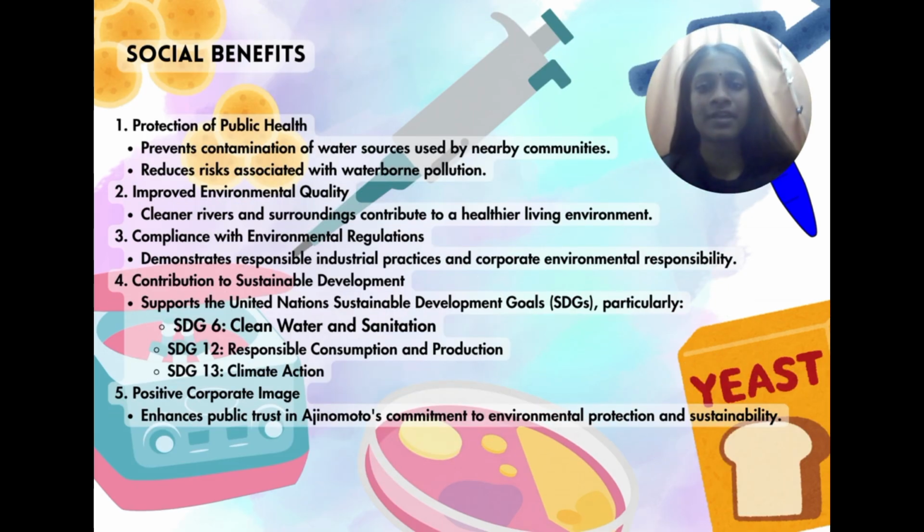Lastly, for the social benefit part, the first benefit is protection of public health. Second is improved environmental quality, where we will clean the river and surrounding to contribute to a healthier living environment. Third, compliance with environmental regulation. Fourth, contribution to sustainable development, where we can support the United Nations Sustainable Development Goals (SDG), particularly SDG 6, SDG 12, and SDG 13. Lastly, positive corporate image. We can enhance public trust in Ajinomoto's commitment to environmental protection and sustainability.